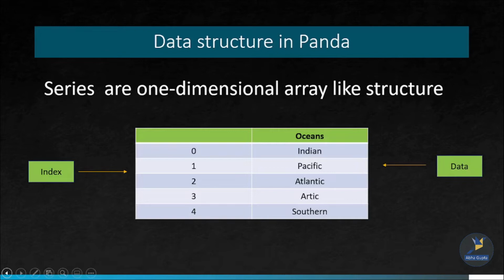Now series are a one-dimensional array-like structure, like this example we have, where this particular data, oceans, is the data, and 0 1 2 3 4 is the index. Now series store homogeneous data. The size of the series is immutable but the values of data are mutable.